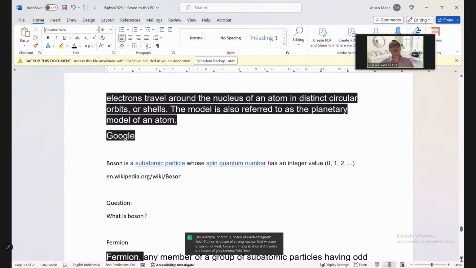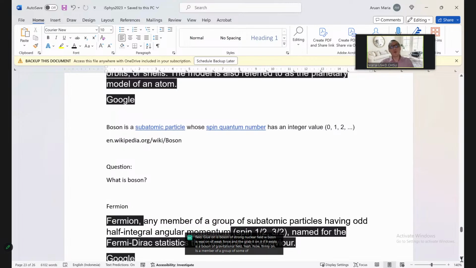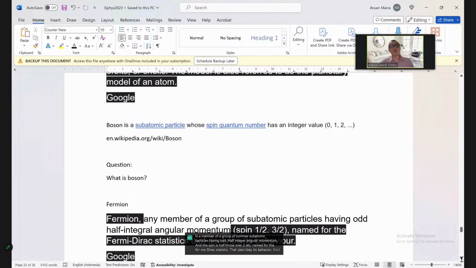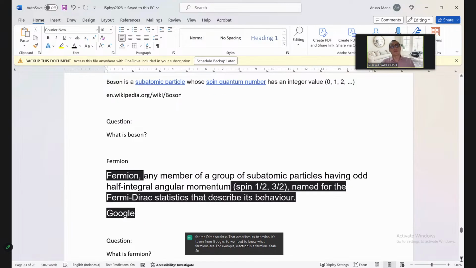Now, a fermion is a member of a group of subatomic particles having odd half-integer angular momentum and spin of 1/2, 3/2, etc., named for the Fermi-Dirac statistics that describe its behavior. That's taken from Google. So we need to know what fermions are. For example, the electron is a fermion. So it has spin 1/2 or -1/2.